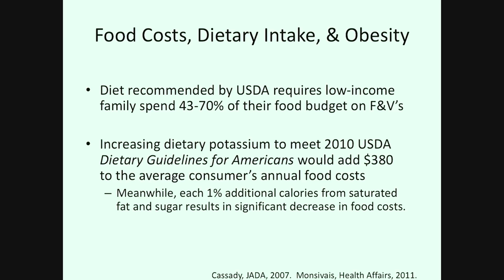As a matter of fact, a diet recommended by the USDA, which would be 5 servings of fruits and vegetables a day, would require a low-income family to spend up to 70% of their entire food budget on fruits and vegetables. And when you actually go and do the math then, it makes it very challenging with that other 30% to maintain the calories you need to not lose weight or to avoid that physical sensation of hunger. But again, if you're economically rational and you want to save money, then all you have to do is shift your caloric intake to saturated fat and sugar.